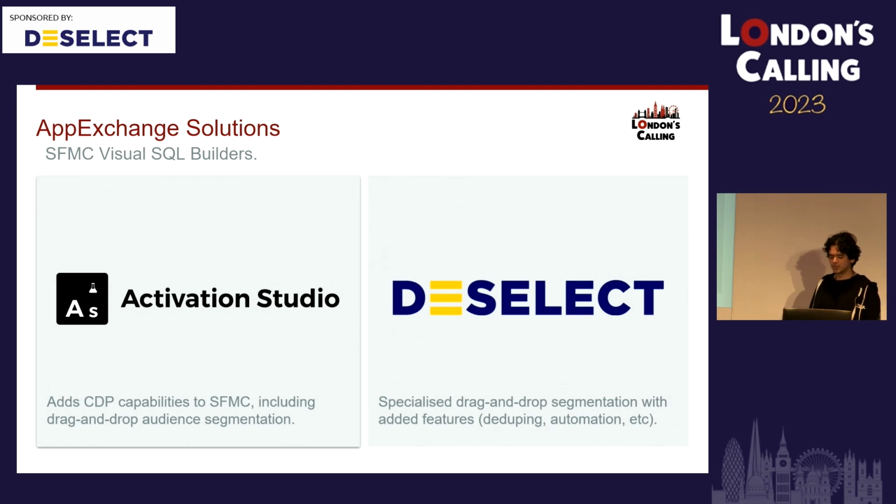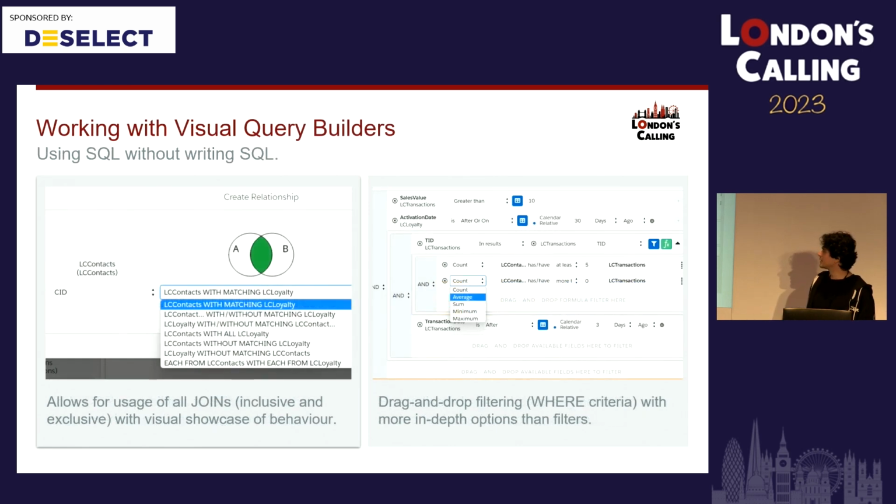So Activation Studio is a little bit more focused on CDP, and they have some drag and drop segmentation as well. And Deselect, they really go down on that really advanced drag and drop segmentation. So a lot of different specialized tools like deduplication or different sorts of automations that you can run outside of Automation Studio. So just a quick look into Deselect, for example.